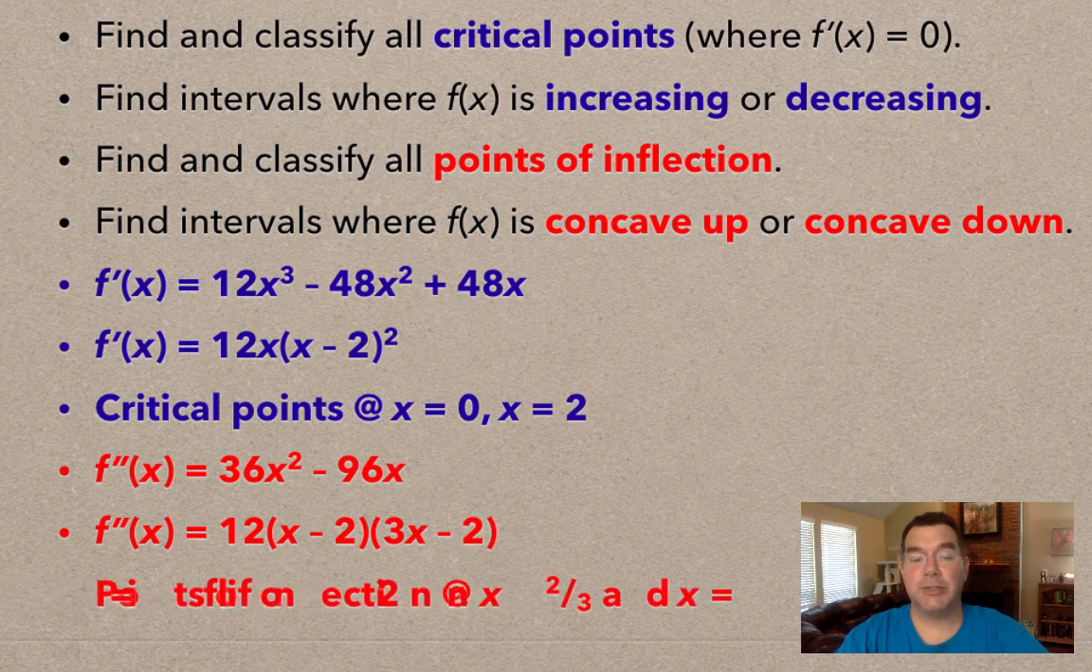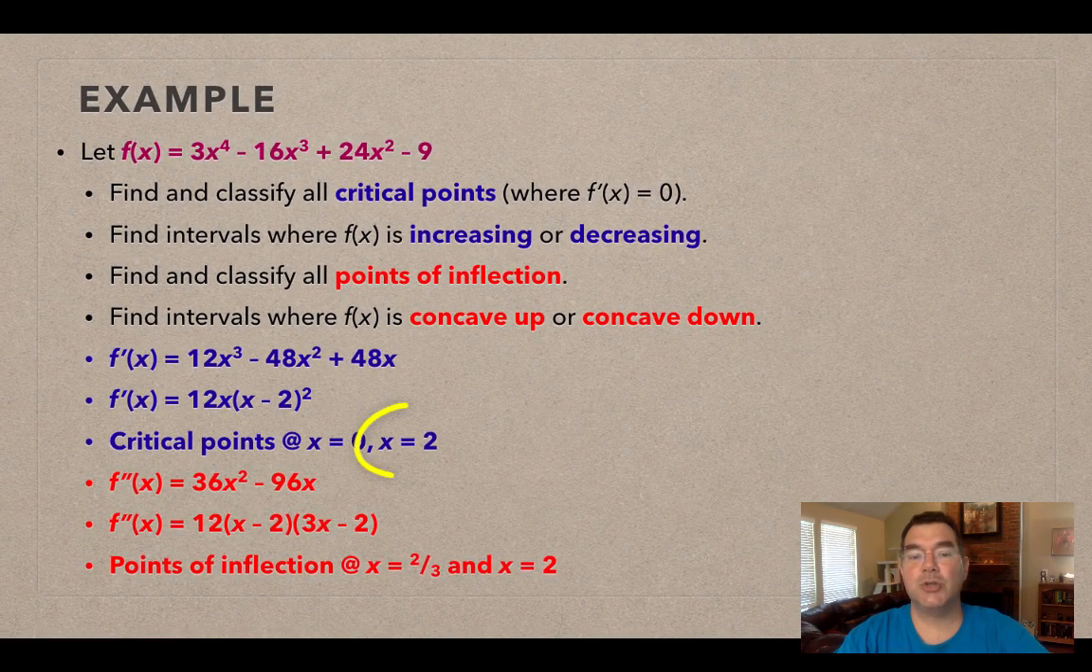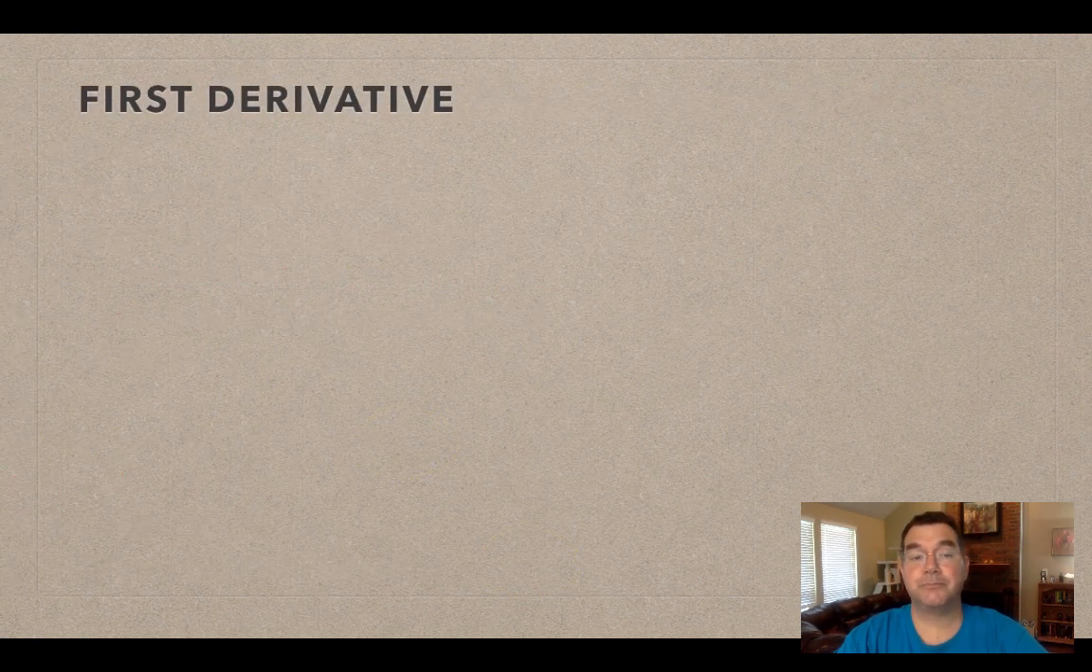And that is going to equal 0 when x is 2/3 and when x is equal to 2. So notice that x equals 2 shows up twice. It's a critical point and it's a point of inflection. That's going to be important when we draw the graph of the function.